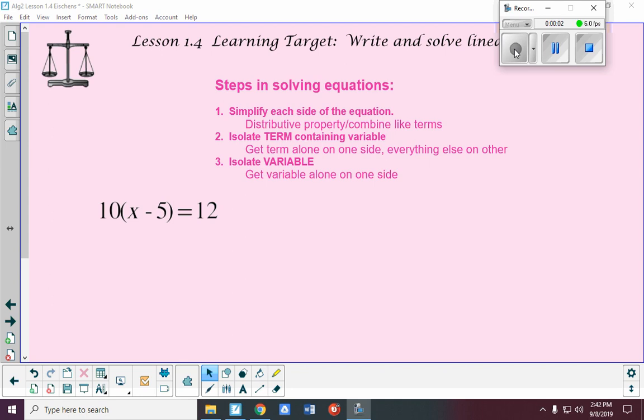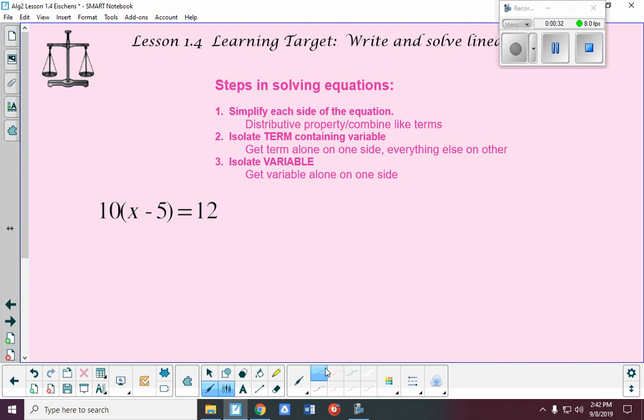All right, this is lesson 1.4, and we're going to be solving linear equations. The steps in solving linear equations: typically you want to start out by simplifying each side of the equation, which means maybe using the distributive property or combining like terms. After that, you want to isolate the term that contains the variable, so get that term by itself and everything else on the other side. And then lastly, you want to isolate the variable, get the variable alone. So keep that in mind as we're solving.